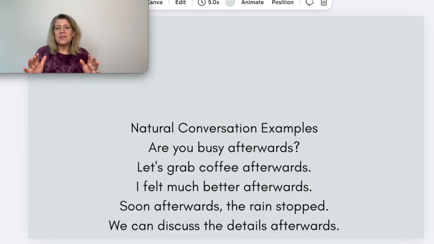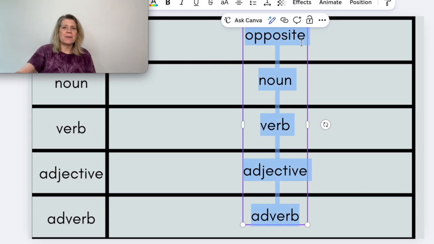So all of the things that are happening now are implied as the before, okay? What's happening now? So I can say we can discuss the details afterwards. That's me saying these details, we'll worry about them in a little bit. I hear you, but we're not going to talk about them right now. I don't have to explain all that. I can just say we can discuss the details afterwards. An opposite of afterwards might be before.